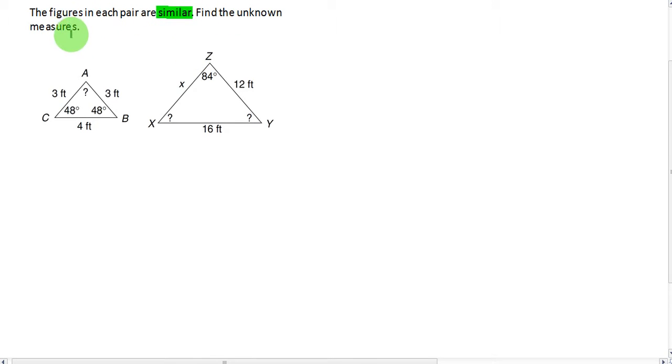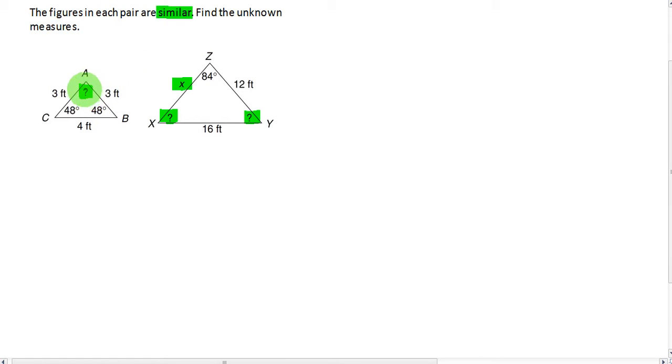Find the unknown measures. Well, the ones that we're trying to find are this angle measure inside of the smaller triangle. Also, the angle measures here in these bottom corners of the larger triangle. And it looks like we also want to find the measure of side XZ. Okay, a bit of information here.